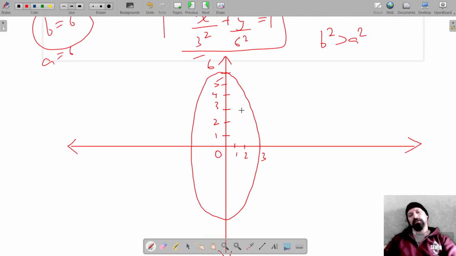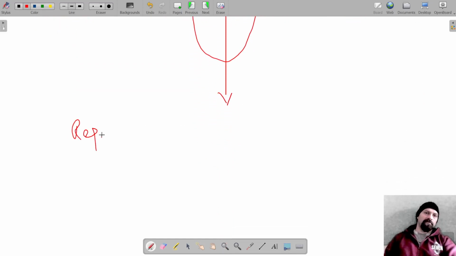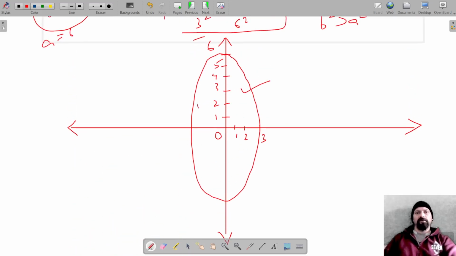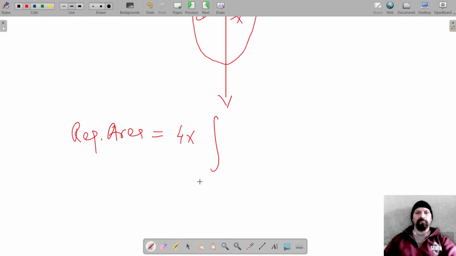Let's find the area in the first quadrant, and we will multiply that by 4. The required area is equal to 4 times, because this ellipse is symmetrical about the x and y axes. So we have four regions, all symmetrical. Let's find the area of this region under the curve and multiply it by 4. So 4 into the integration from 0 to 3 of y dx.